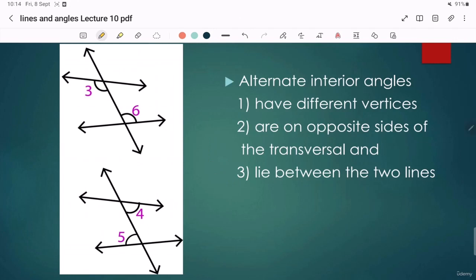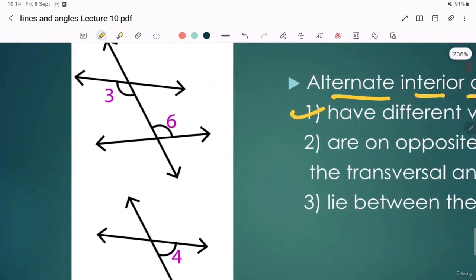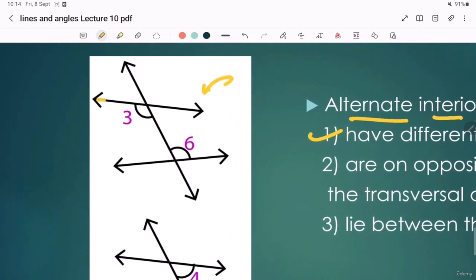Hi everyone, today we will study how to identify alternate interior angles. To identify alternate interior angles, just check these three conditions. Alternate interior angles have different vertices. In this figure, this is line and this is transversal. This is angle 3 and this is angle 6. Angle 3 and angle 6 are alternate interior angles.